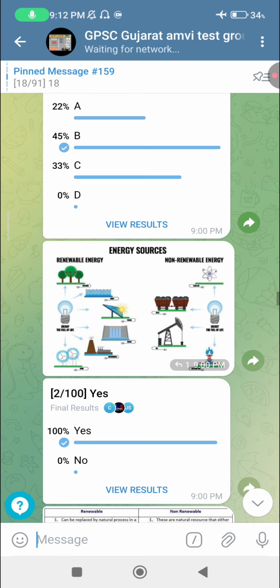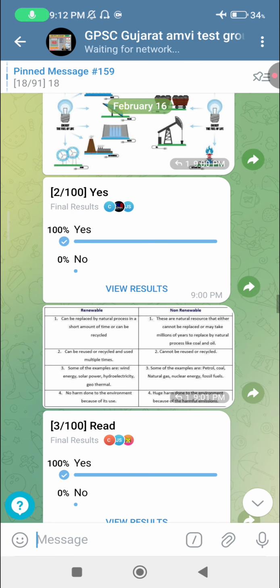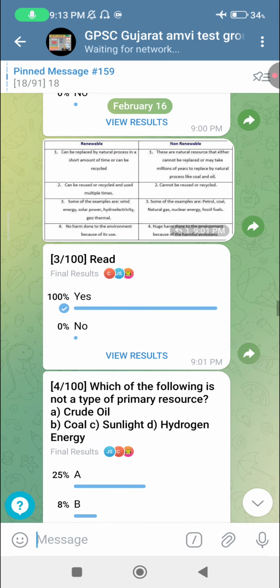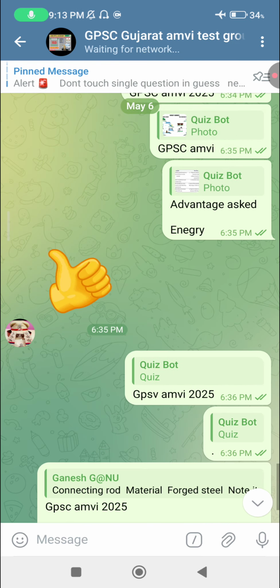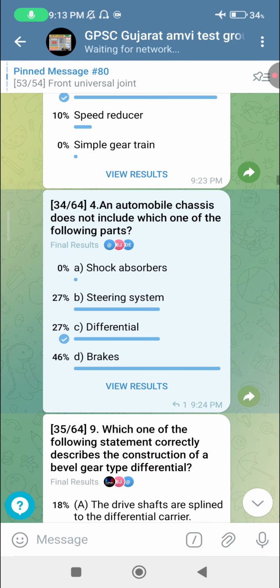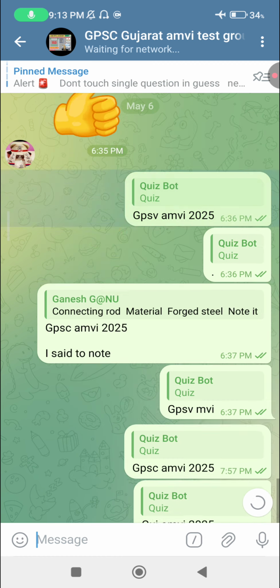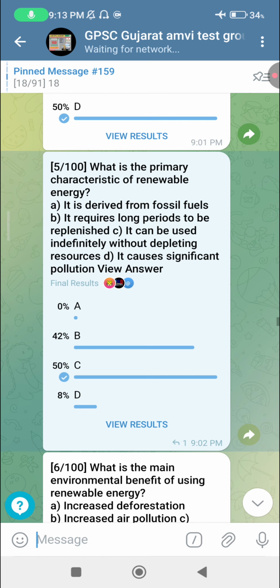Then energy, non-renewable and renewable energy, they have asked you a question. Then advantages of renewable energy, all of which are covered in our test series. Then the automobile chassis does not include which part? Differential, that question has been asked. Then primary characteristics of renewable energy.